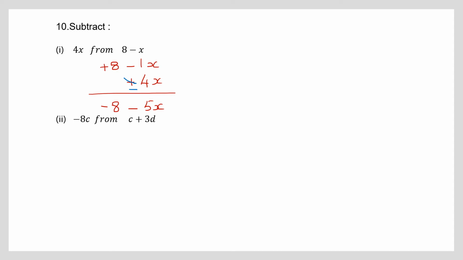Next one, minus 8c from c plus 3d. So let's write that down. c plus 3d, minus 8c from this. So let me write down minus 8c. Let's write whatever is missing. So this is plus 1c. Okay, it's subtraction. So change the sign of the second row. So plus. Now let's follow the rules. Plus and plus, when signs are the same, put the same sign and add. 8 plus 1 is 9c plus 3d.